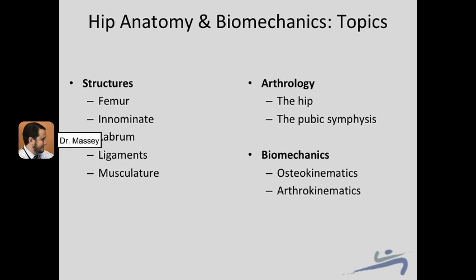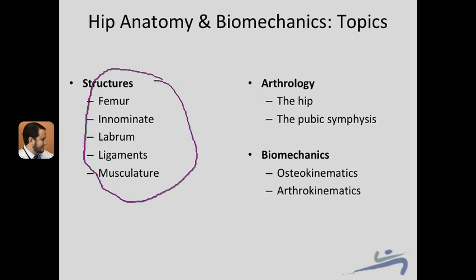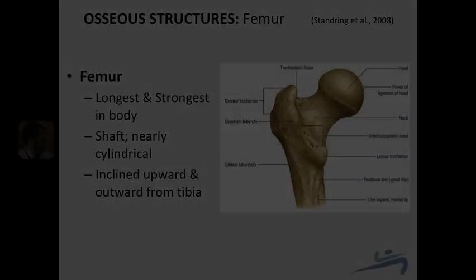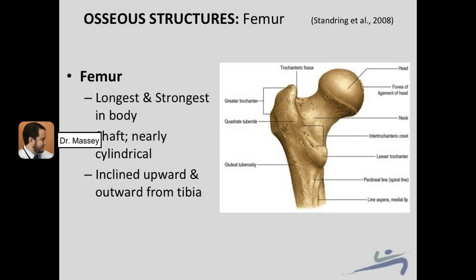Structures that will be discussed will include the femur, innominate, the labrum, the ligaments of the hip, musculature surrounding the hip, arthrology of the hip joint and the pubic symphysis, and osteokinematics and arthrokinematics of those joints. And we'll kick it off with the femur here.